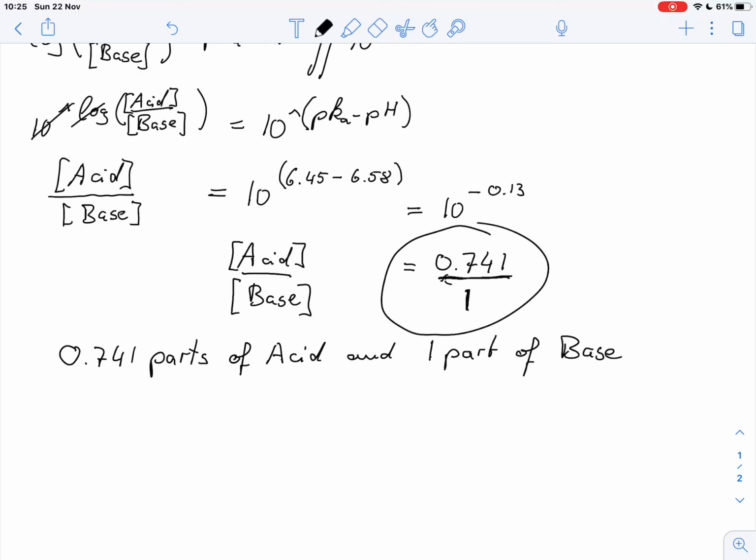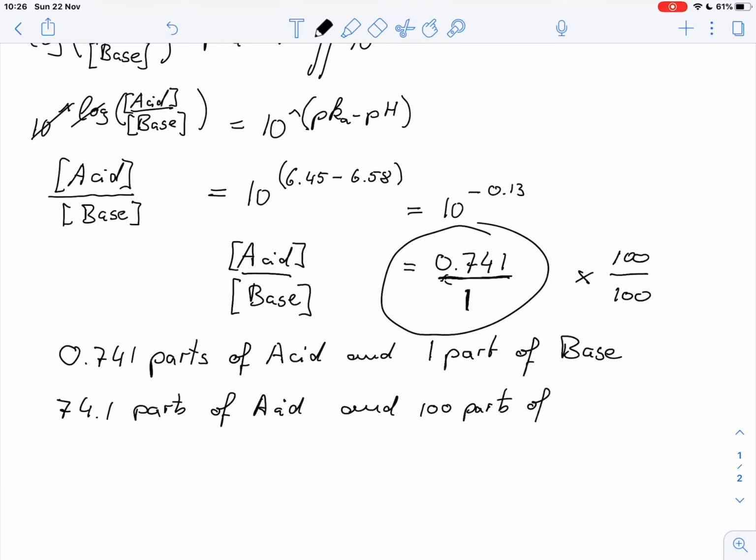We can also write this in a slightly nicer form if we just simply expand this fraction here, both parts by 100. So we can say this gives us 74.1 parts of acid and 100 parts of base. And that makes it just a little bit nicer to read and to understand what this acid-base ratio actually means.